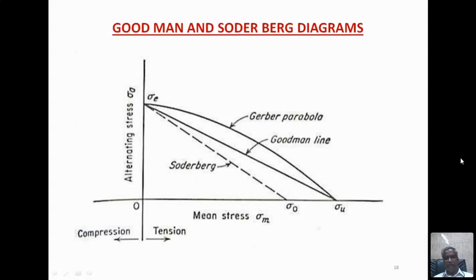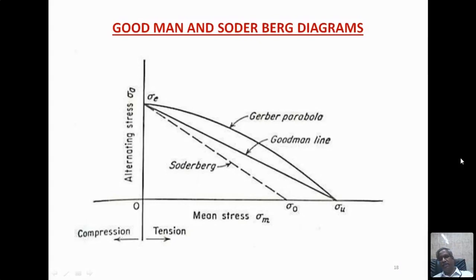Unsafe means we have to reduce the stress and bring it below the Goodman line. To do that, you have to increase the component size or dimensions. So Goodman proposed a straight line connecting the ultimate strength and the endurance strength. But Gerber, another metallurgist, proposed that the data do not fall on a straight line, since a lot of scatter is there in the test data. So he connected them by a parabola.